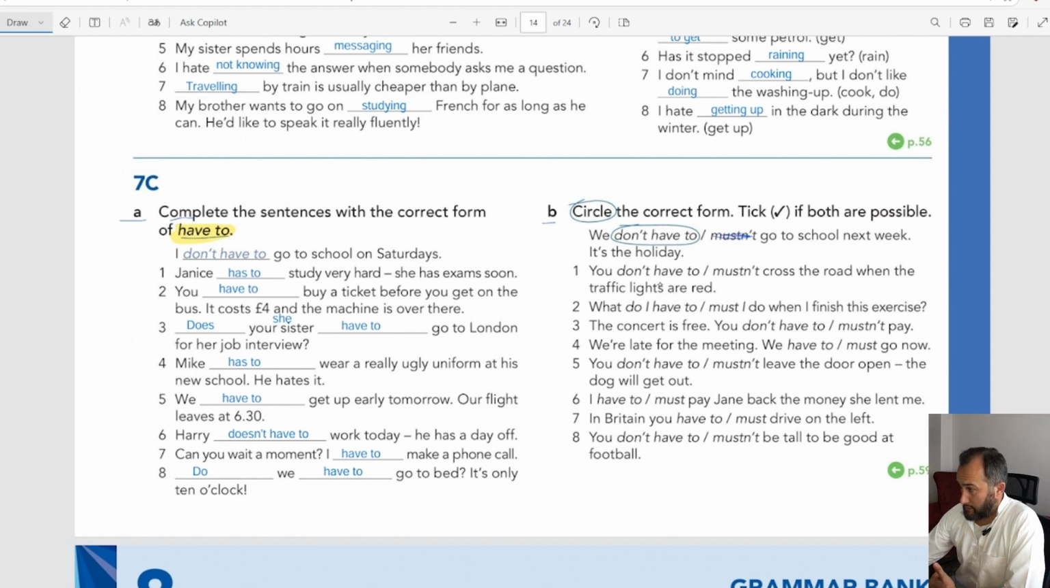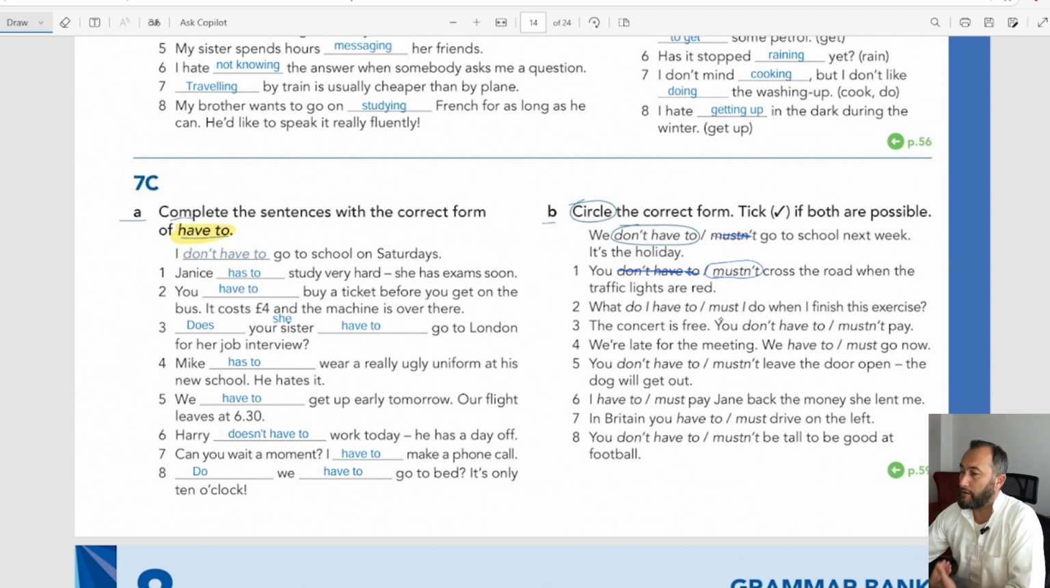Number 1: you don't have to or you mustn't cross the road when the traffic lights are red. I want to cross. The traffic light for me is red. Red means don't cross, because there are cars passing, I might die if I pass. So it is no good. I'm not allowed. So you mustn't cross. Okay. We're going to remove that.